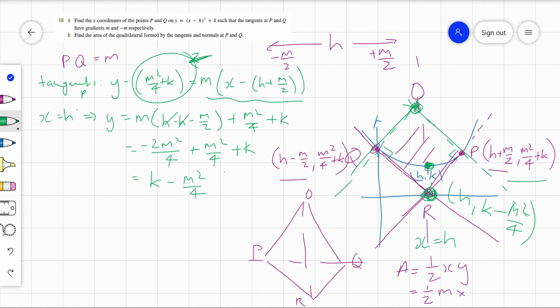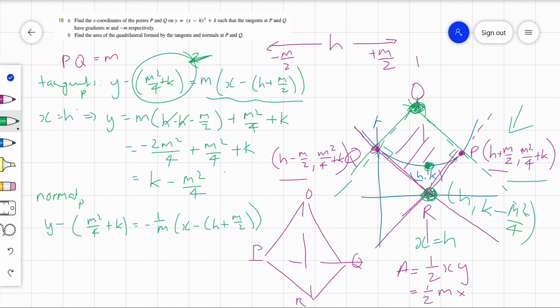All right, so if I do the same for the normals, I'll just pick one. Let's say the normal, again, let's just do the normal at P. So we are going to get y minus, again, y1 equals gradient. This gradient will be negative 1 on m because it's perpendicular to m. And we've got x minus h plus m on 2. So y minus y1 using point P equals the normal gradient, x minus x1.